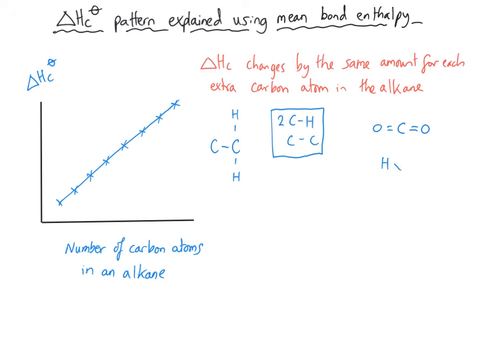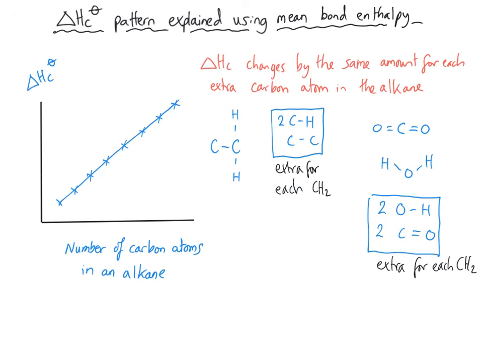When that extra carbon atom burns, we will produce an extra carbon dioxide molecule, and we will also produce an extra water molecule. And so as a result of that, we are making an extra 2 oxygen to hydrogen single bonds, and we're making an extra 2 carbon to oxygen double bonds. So once again, we're making an additional number of bonds. And so this is why you see the linear pattern for the enthalpy of combustion, because we are having to break the same number of additional bonds and we are forming the same number of additional bonds.